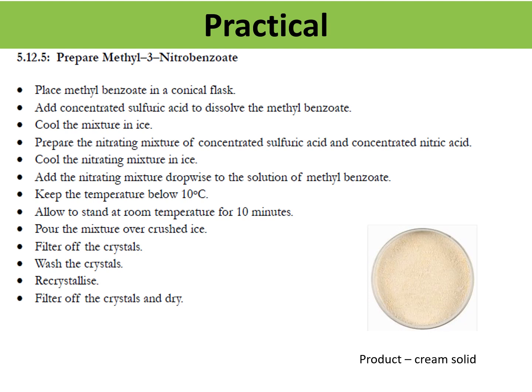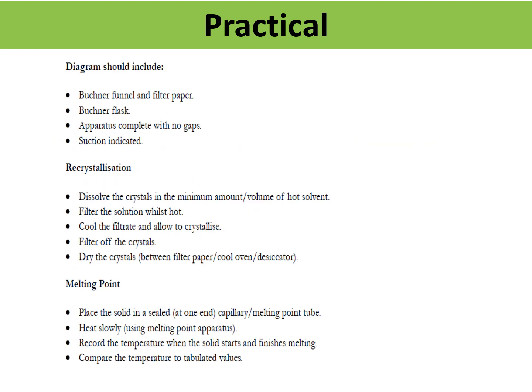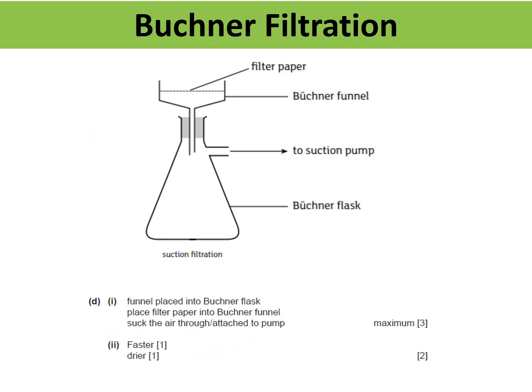Be aware that you will be expected to know how to use a Buchner funnel in this preparation. In this practical, you could be asked to draw and explain Buchner filtration. You could also be asked how to recrystallize a solid and how to take a melting point. Here is a diagram of Buchner filtration from a past paper mark scheme and the explanation of how it works. We use Buchner filtration because it is faster than filtering using gravity and we also get a drier product.